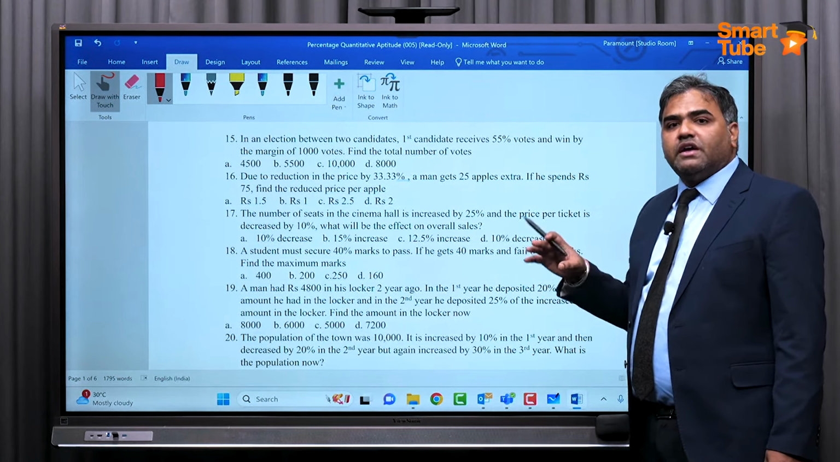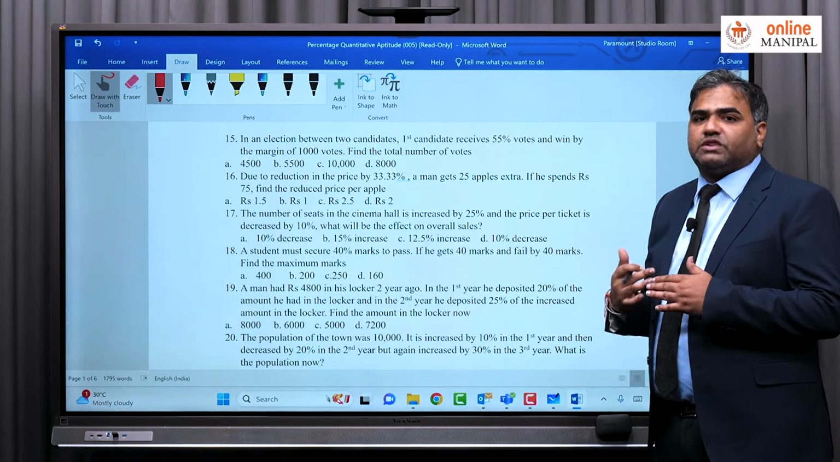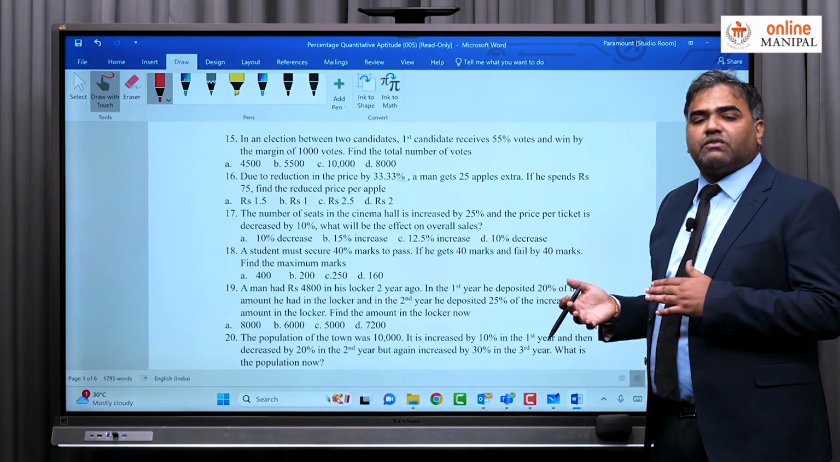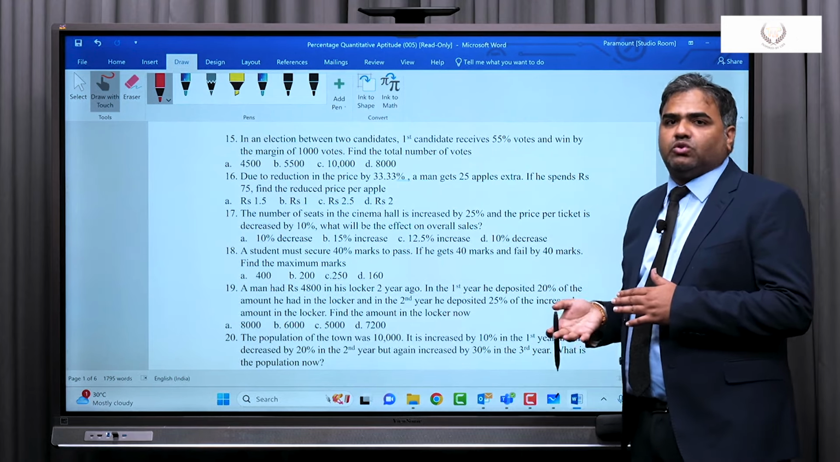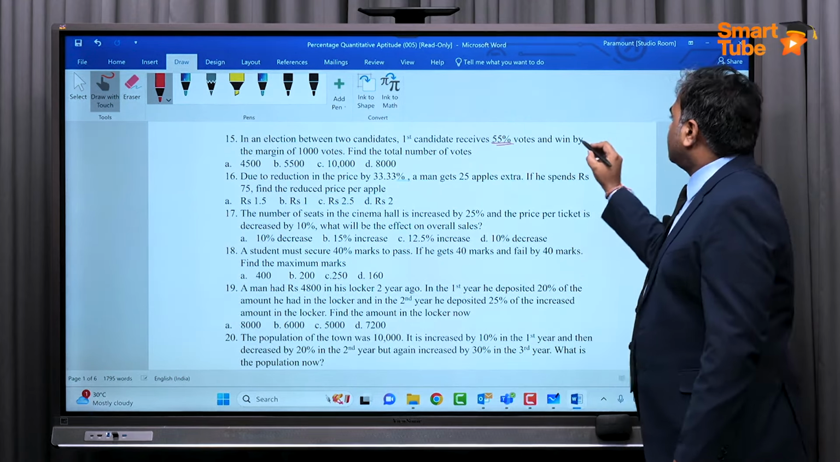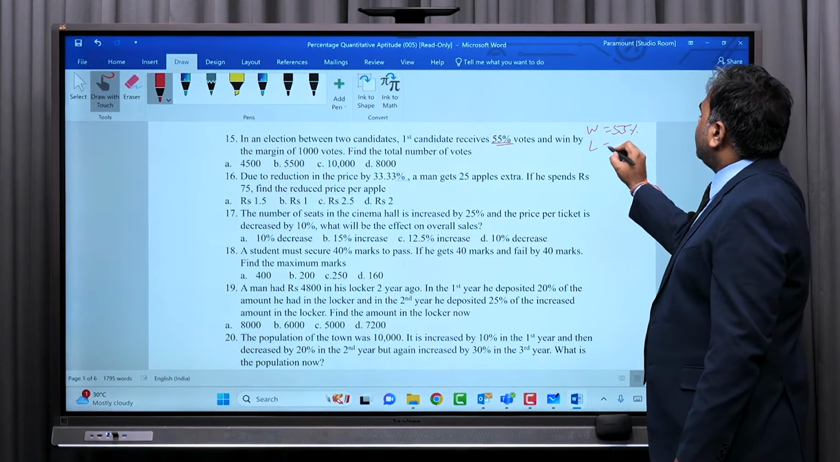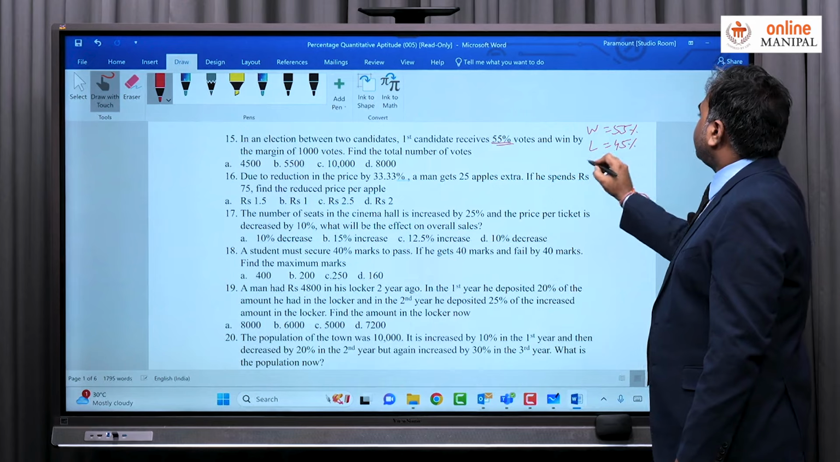45% vote, because in this kind of question we always assume that two persons are fighting for the election. If more than two are fighting, then they will definitely tell you in the question, don't worry about that part. So the winner got 55% vote. If your winner got 55% vote, total is 100%, then the loser would be getting 45% vote.